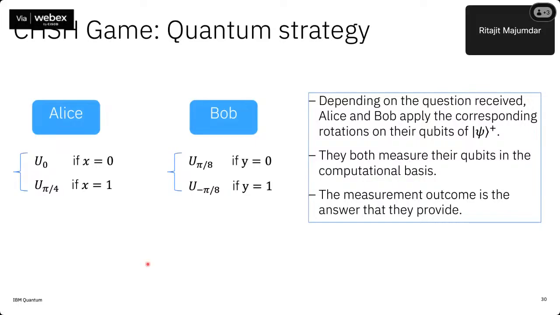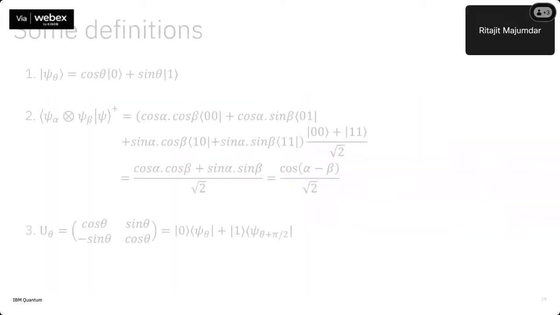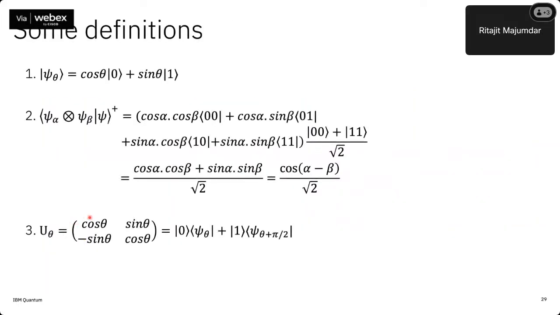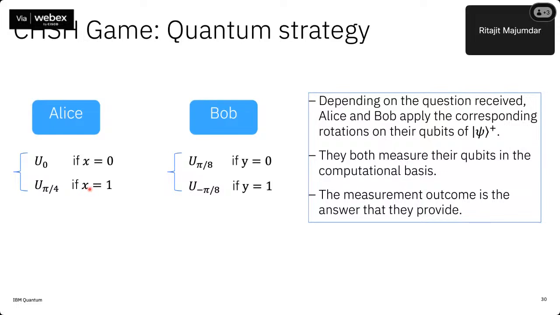So now the quantum strategy is this. Remember Alice is getting question X, Bob is getting question Y, and both of them are either 0 or 1. If Alice gets 0, she will apply U0, so U theta with theta equal to 0. If Alice gets question 1, she will apply pi by 4 on her qubit of the entangled state. Similarly, if Bob gets y equal to 0, he will apply pi by 8. If y equal to 1, he will apply minus pi by 8.